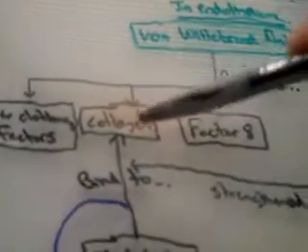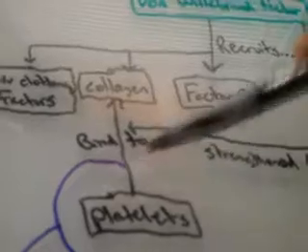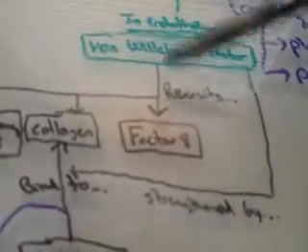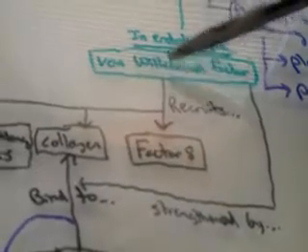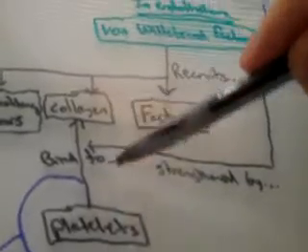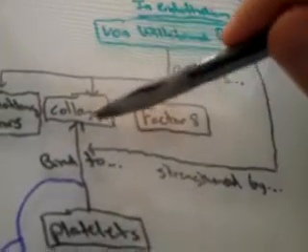Alright, so first off, let's talk about collagen. Platelets bind directly to collagen, and this is strengthened by von Willebrand's factor directly. So von Willebrand's factor not only recruits collagen, but increases platelets binding to collagen.